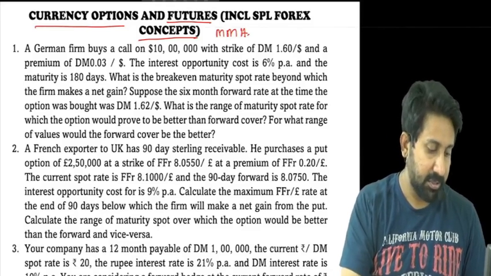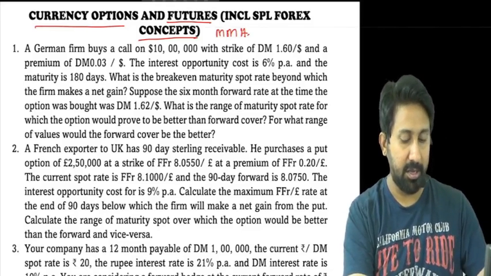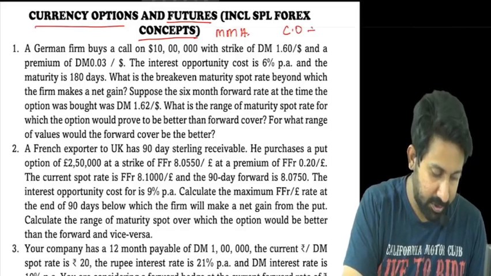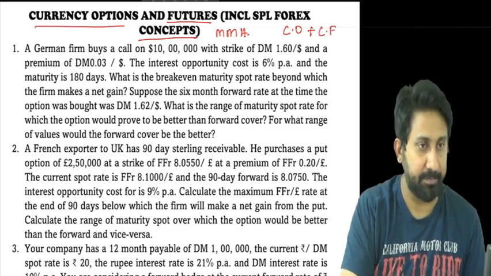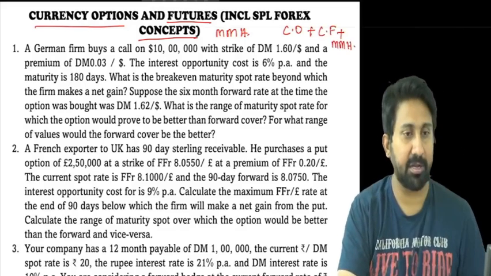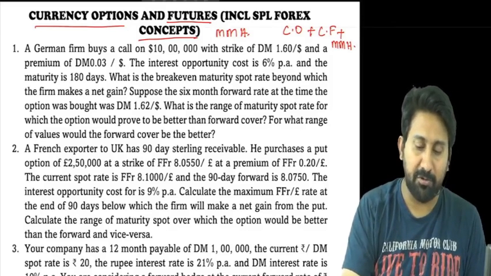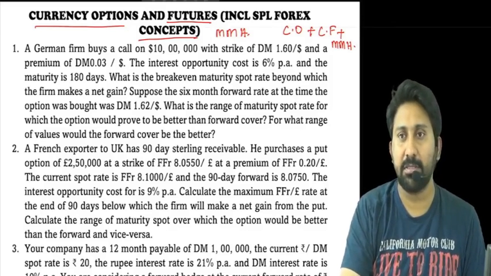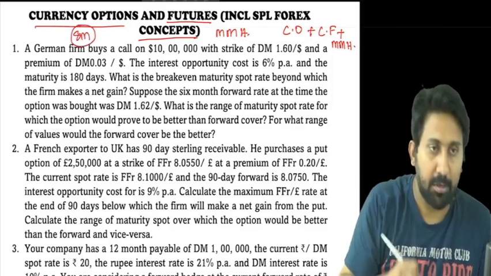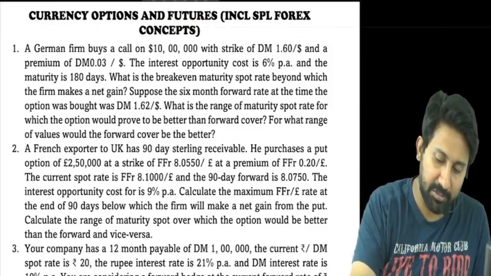So in this there will be two areas which we are going to learn. Area number one will be currency options, next one is currency futures, and next one is money market hedging. How many areas are there? Three areas totally. Currency options, currency futures and money market hedging generally will come in examination for 8 marks. This chapter will account for 8 marks in examination.